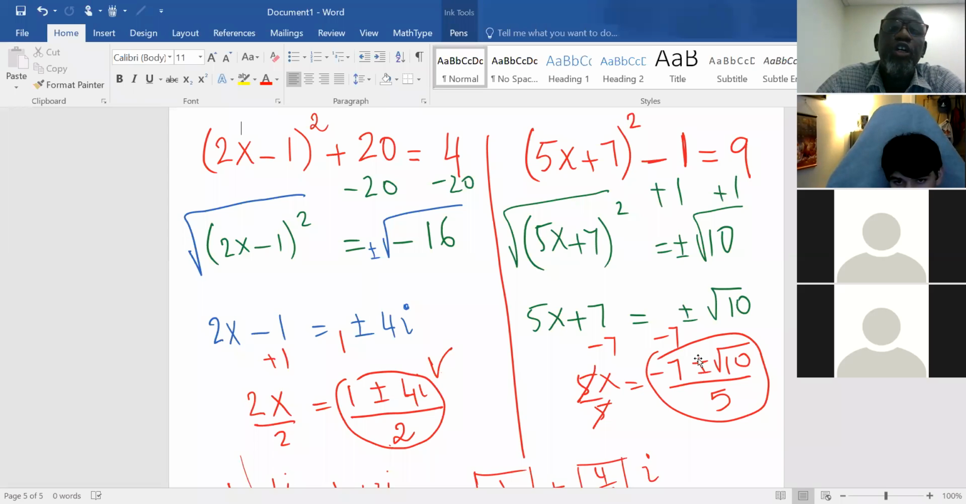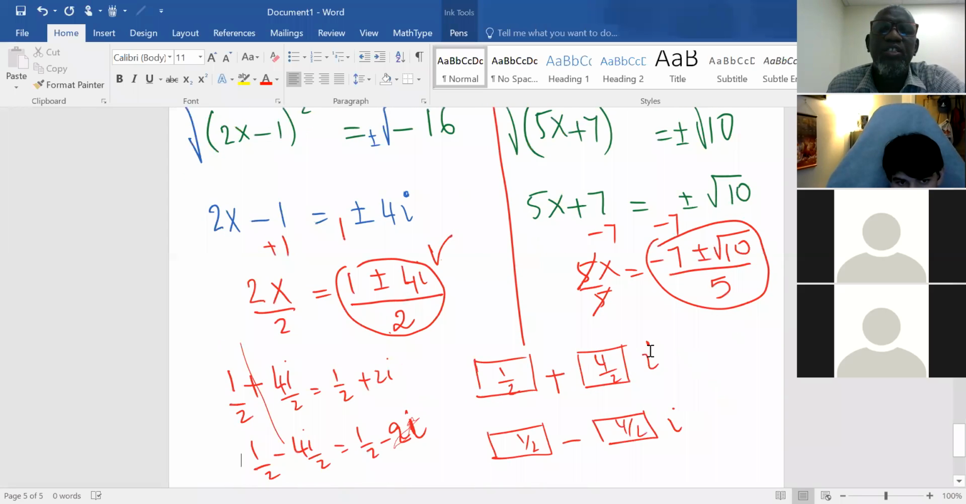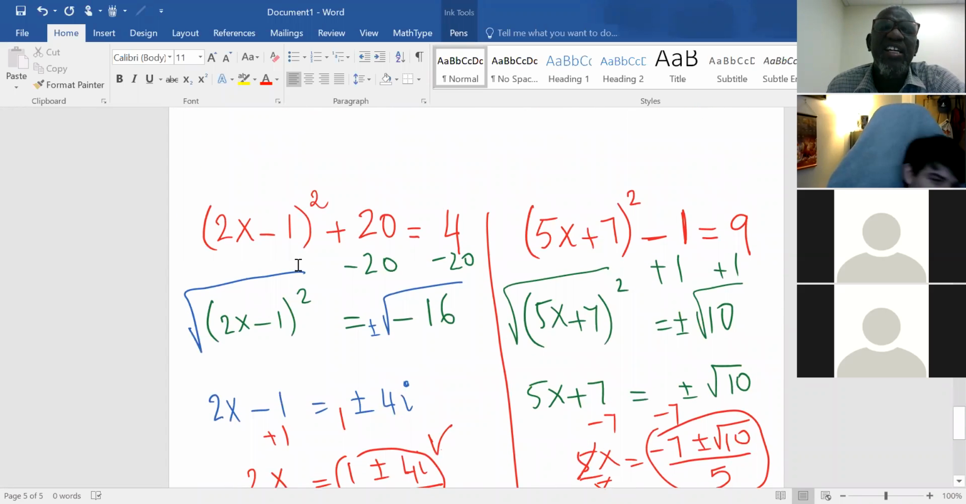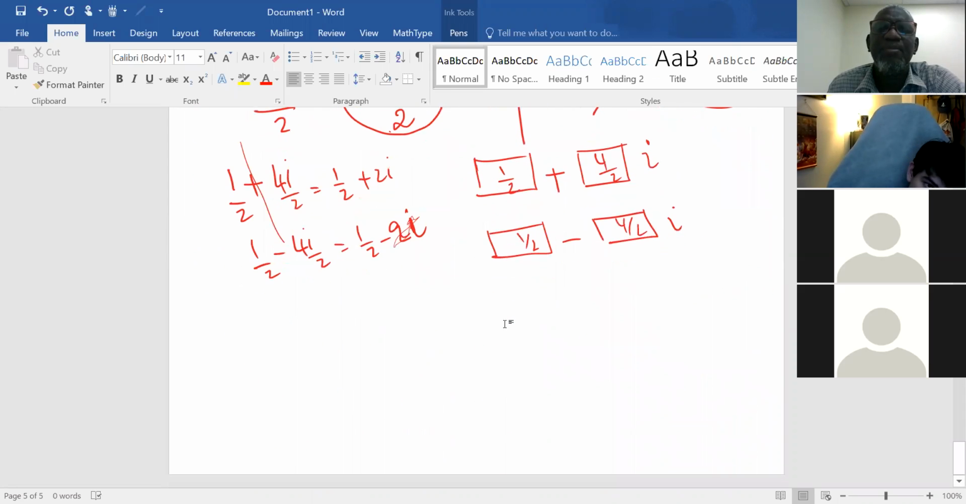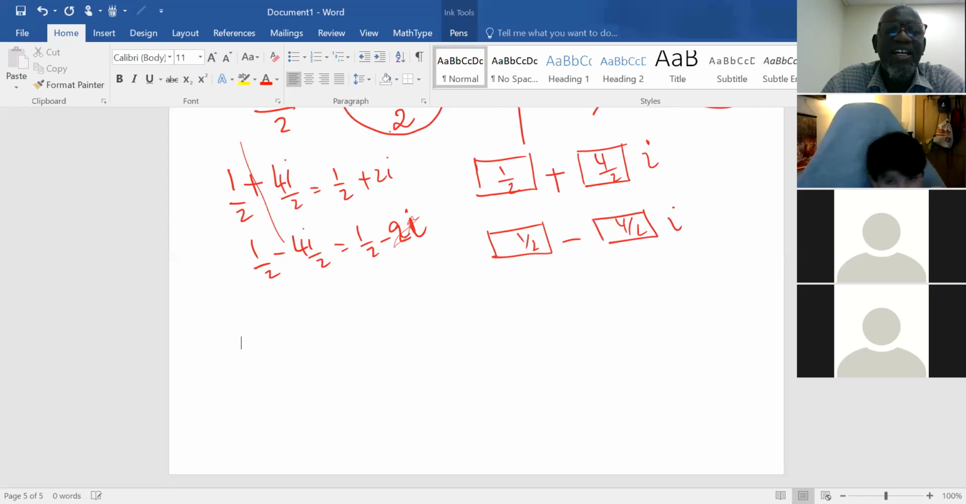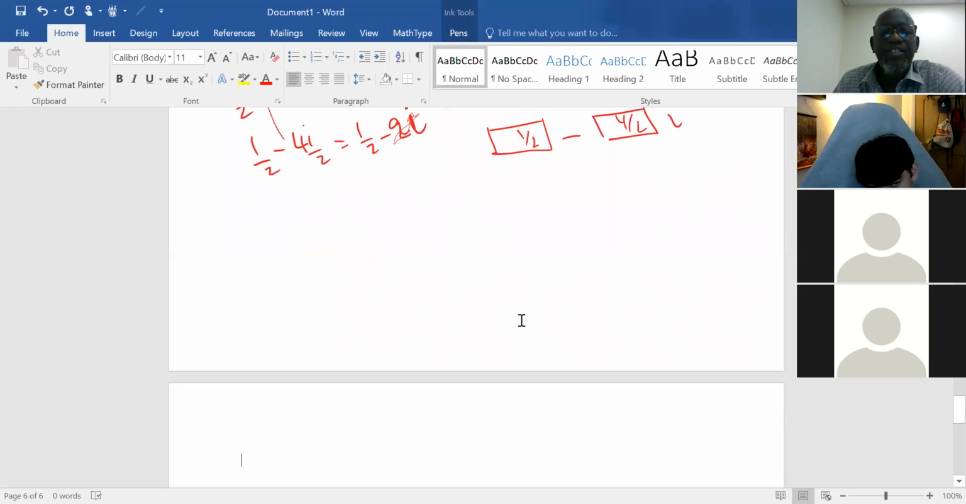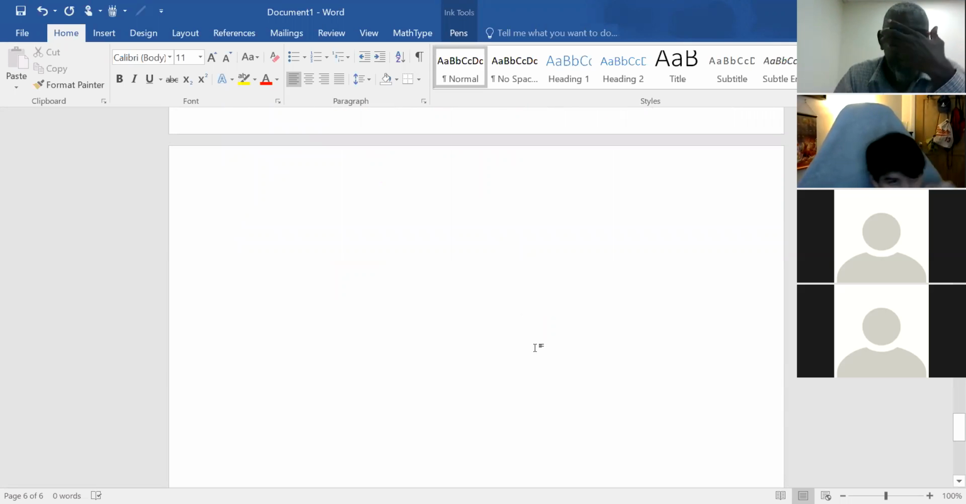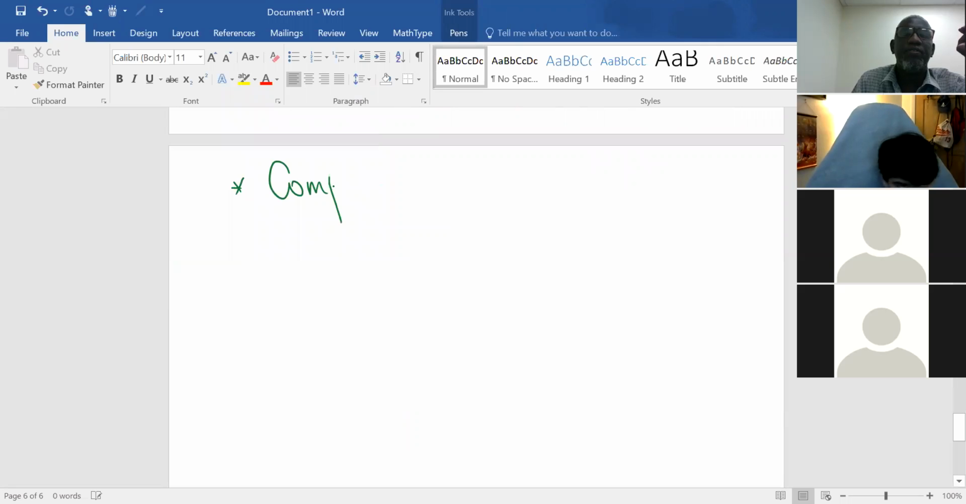All right, the next method. This method works very well, but still the example has to be of the same type. We have another method that works every single time, but sometimes not very friendly, which is the completing the square method. Completing the square.